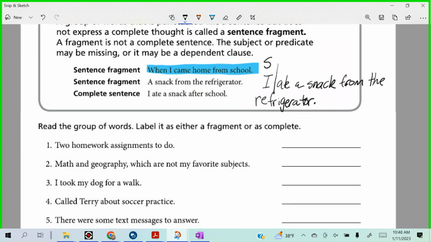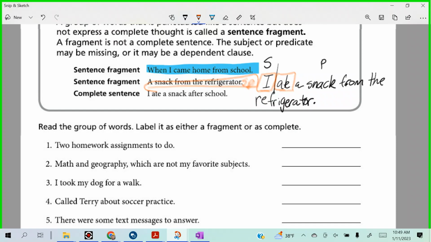And what did I do? Vinny? Ate a snack from the refrigerator. Ate a snack from the refrigerator. That's the predicate. Here are the two words that they were missing: I and ate. They were missing subject and predicate. Because they were missing subject and predicate, it is a what? It's a fragment, right? So this one is missing subject and predicate, and it is also a fragment.